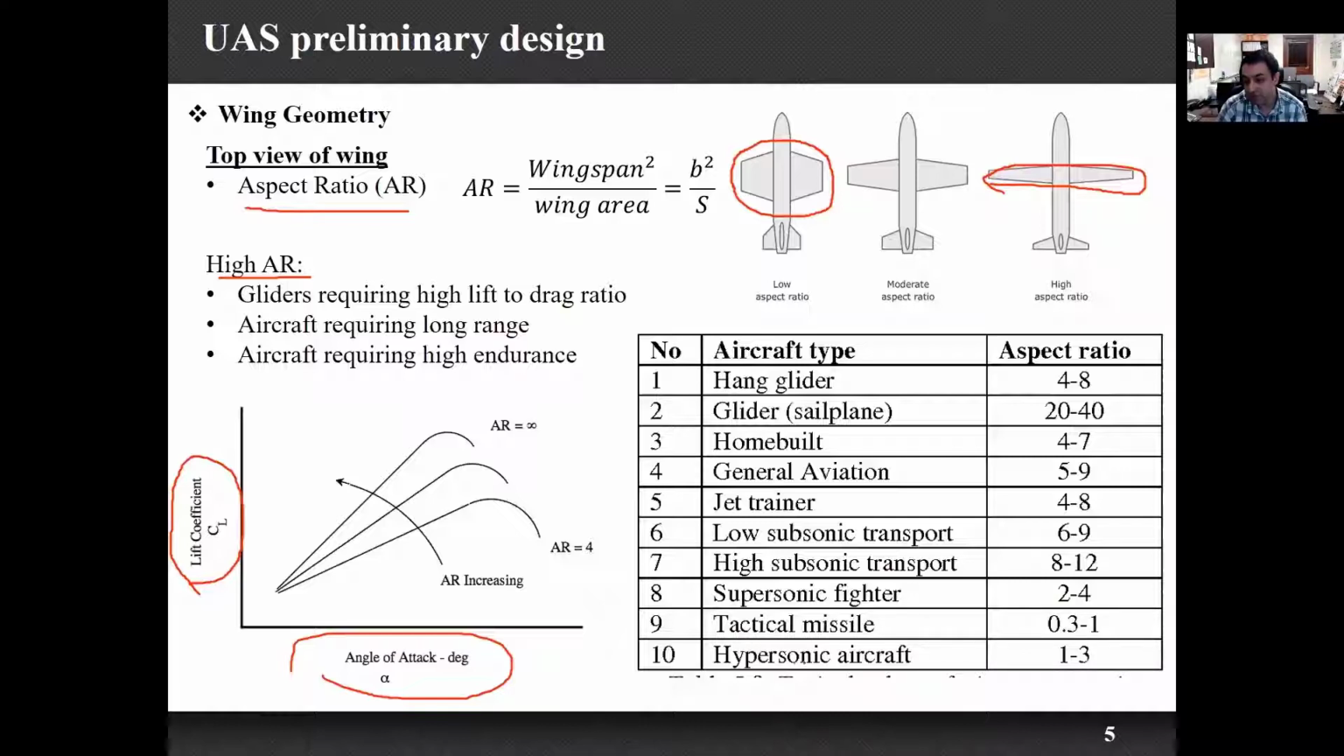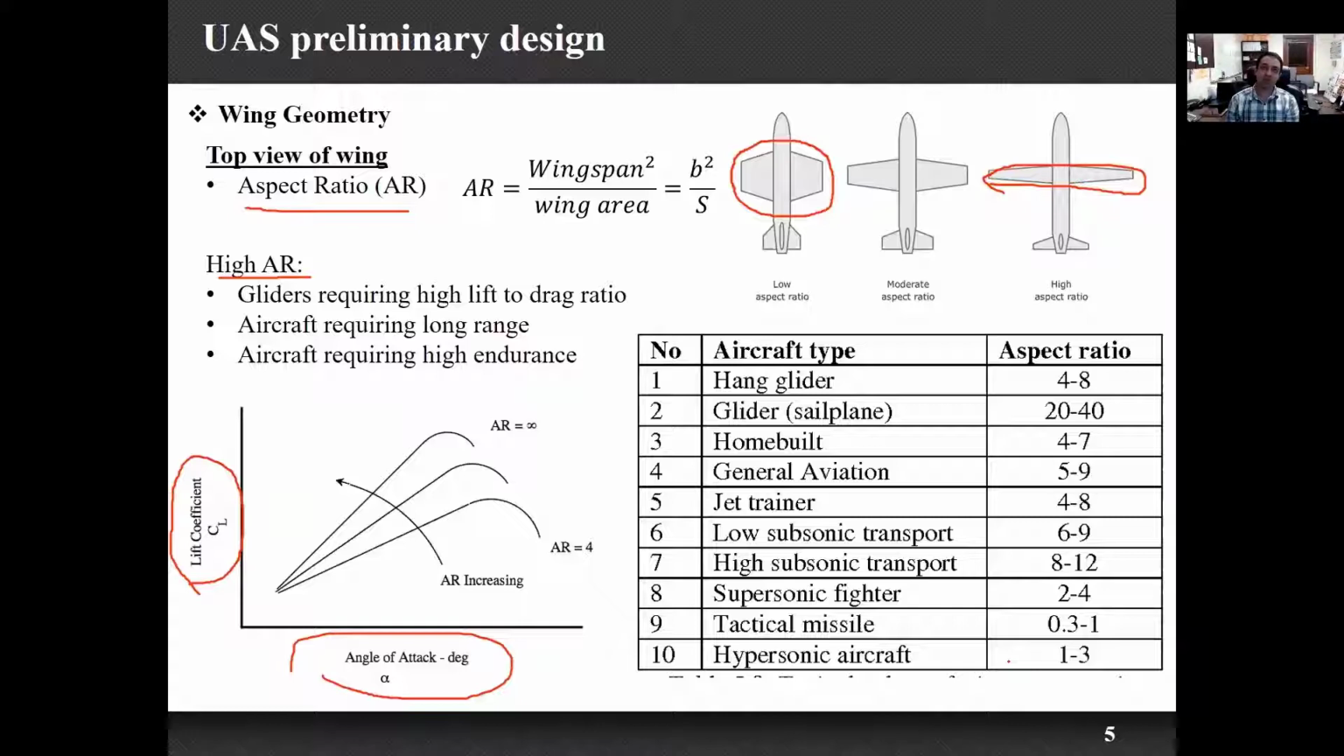And for hypersonic aircraft, it is 1 to 3. So now if you compare the airplanes, some of them have a higher value of the aspect ratio, and some of them have a lower value of the aspect ratio. There is a relation between the speed of our aerial object and its aspect ratio as well.